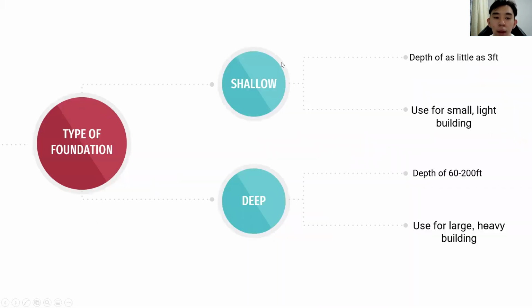suitable site. Next, the types of foundation can be divided into two categories, which are shallow foundations and deep foundations. Shallow foundations can be made at a depth of as little as 3 feet and are usually used for small and light buildings. Then, deep foundations can be made at a depth of 60 to 200 feet and are usually used for large and heavy buildings.